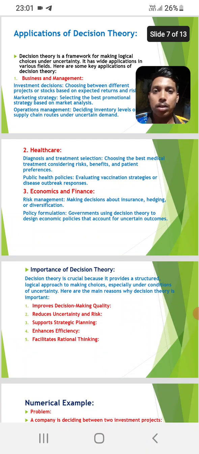Second, healthcare. Treatment selection, choosing the best medical treatment considering risk, benefits, and patient preference. Public health policies, evaluating vaccination strategies or disease outbreak response. Economics and finance, risk management, making decisions about insurance, hedging or diversification. Policy formulation, governments using decision theory to decide economic policy that accounts for uncertain outcomes.